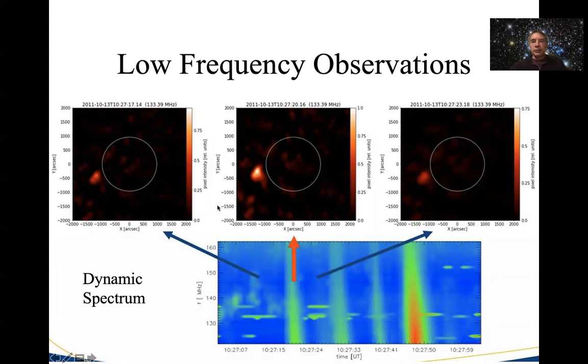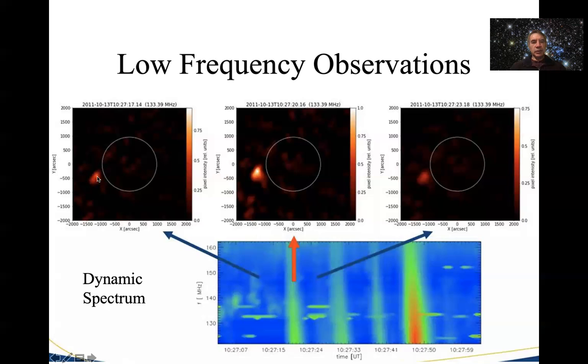Okay, so just some more pictures now at much lower frequencies. Now we're down in the 100 megahertz regime. This is from the new low frequency array in Europe, the LOFAR telescope. Low frequencies are also used a lot in the study of the sun, as well as gigahertz frequencies.